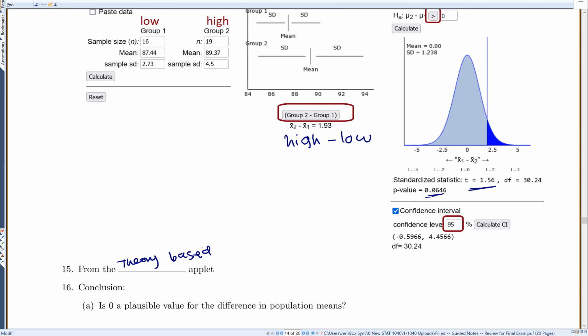Let's see, what would have happened if I'd accidentally switched this order and it would have been group 1 minus group 2? Your statistic would have switched signs from negative to positive, but your p-value would have been exactly the same. And your confidence interval, you would have just switched signs.